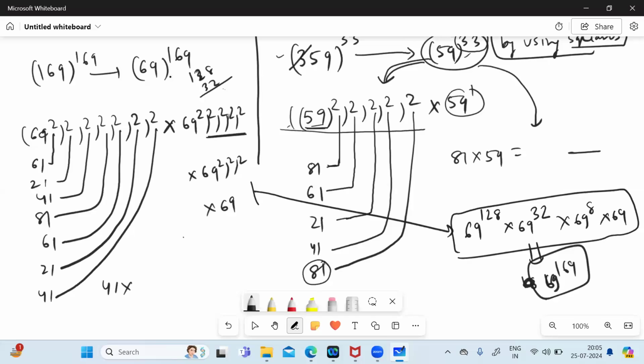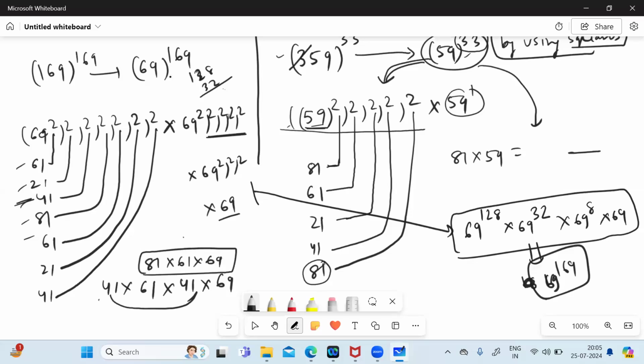Now here you have 5 times square, so I'll just take 1, 2, 3, 4, 5. 61. You have 3 squares here, so I'll take 41 again. And in the last, I'll have 69. So you can just reduce this: 41 into 41 will again be 81, and 61 into 69. Now you can multiply this and find the last 2 digits of this power. Is it fine? Yes, sir. So this is how we calculate.